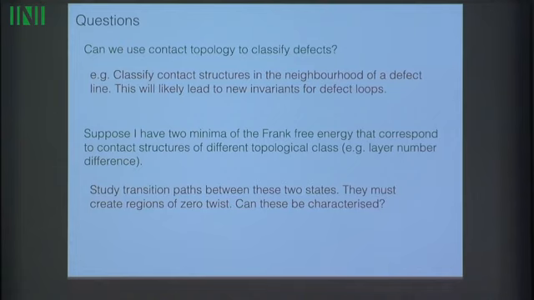Well, this zero twist region must be created. But can you characterize a zero twist? How must it be created? Is it a line that it appears on? Is it a surface? Does it pass through the system? Is it just there for a second and goes away? How can you characterize the paths between these different twisted states? And I think that's everything I had to say. So thank you.